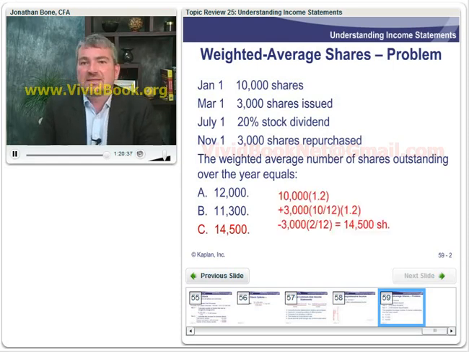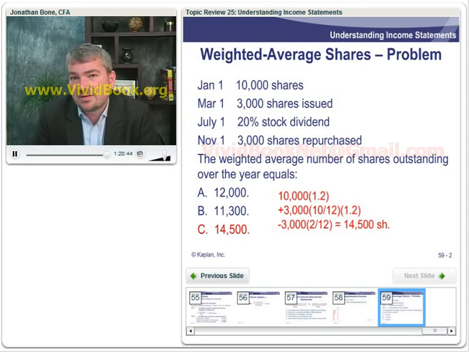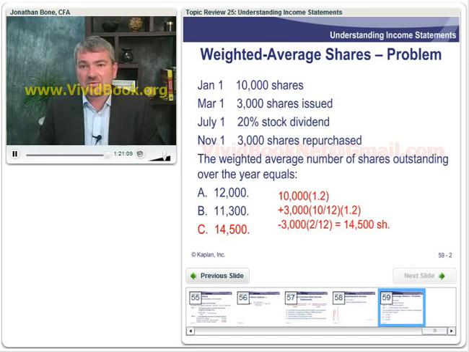Notice essentially what they've done here is they've taken the 10,000 shares at the beginning of the year, multiplied by 1.2 for the stock dividend. They've taken the 3,000 shares and said they're in issue for 10 out of 12 months, so they've multiplied by 10/12 times 1.2 because of the bonus issue or the stock dividend. Then the 3,000 repurchase, no multiplying by 1.2 because it took place after the stock dividend. They've just multiplied by 2/12 because they were in issue for 2/12 of the year, and that gives you 14,500.